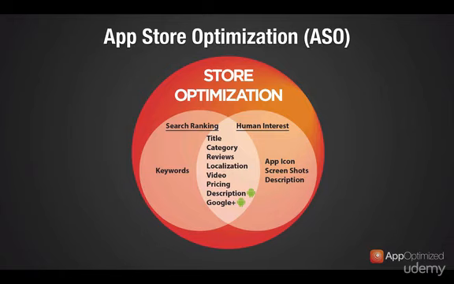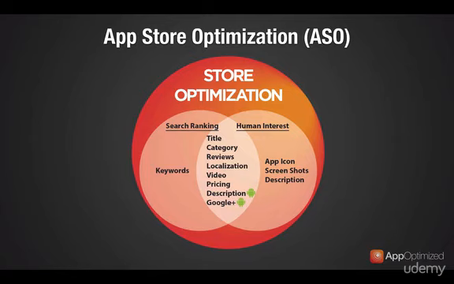And then in the middle of these two, there are certain elements that actually influence both human interest as well as search ranking. Those things are listed in the middle here: the title, the category, the reviews, localization, video, and pricing. The last two are specific to the Google Play Store. For Android apps, it's the description and Google Plus ratings. I'll go into more detail about how those are specific to Google Play in future videos.